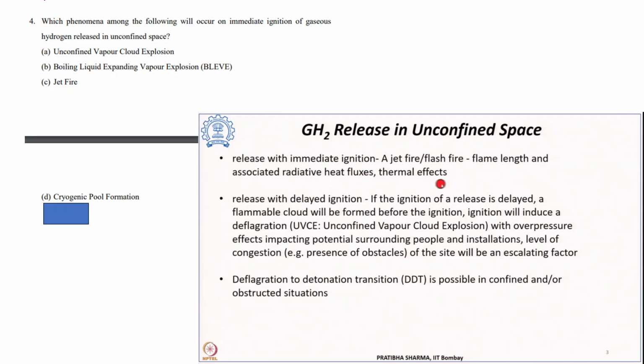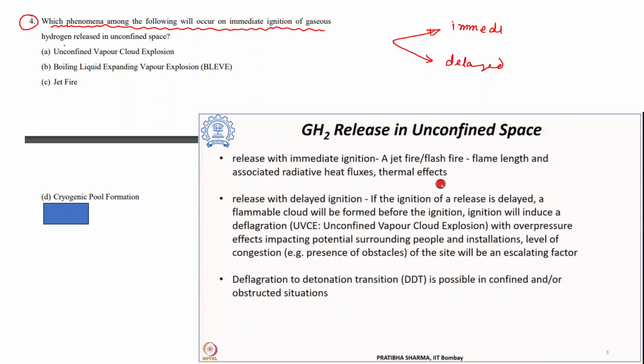Question number 4. Which phenomenon among the following will occur on immediate ignition of gas? There are two things. One is the immediate ignition of the gas, and one is the delayed. The question is asking for the immediate ignition. So it is jet fire.